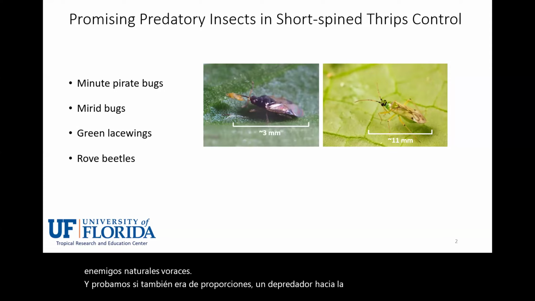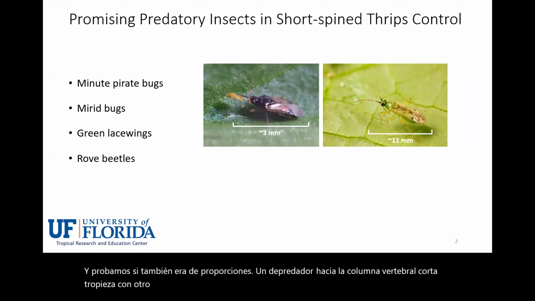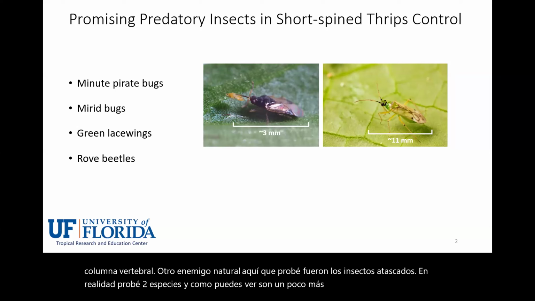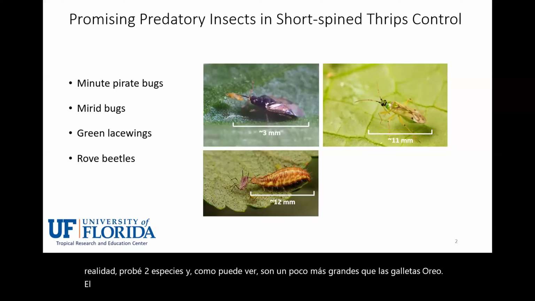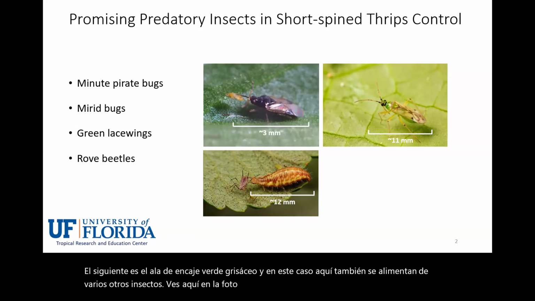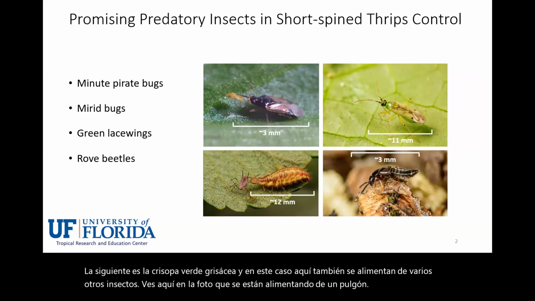Another natural enemy here that I tested were the mirid bugs. Actually, I tested 2 species, and as you can see, they are slightly bigger than Orius. The next one is the green lacewing, and in this case, they feed also on several other insects. And you see here in the photo that they are feeding on an aphid. And then the last one was the rove beetle.